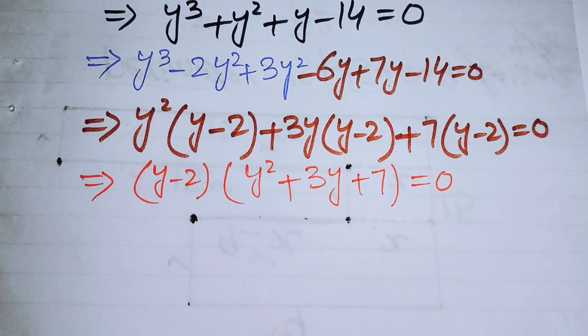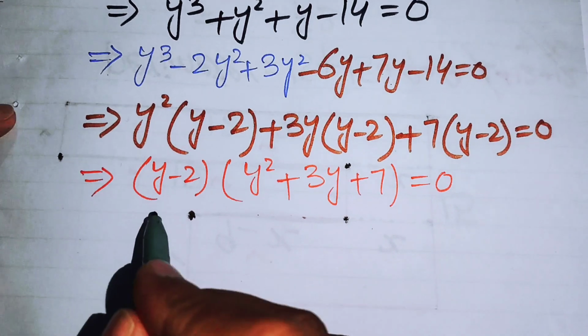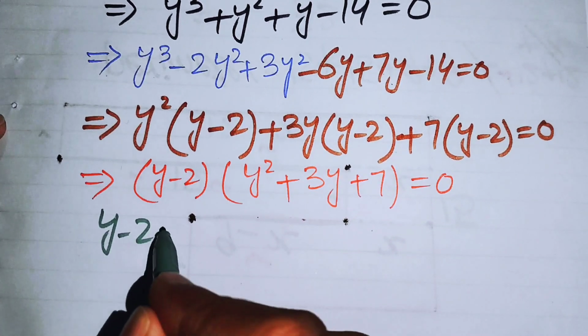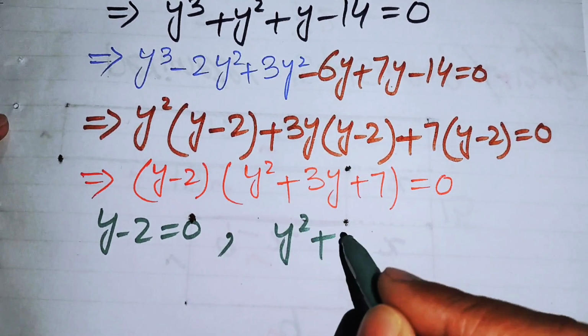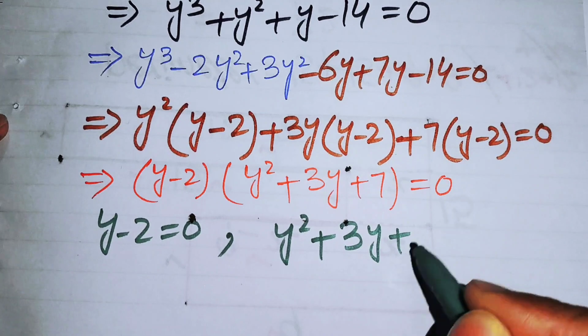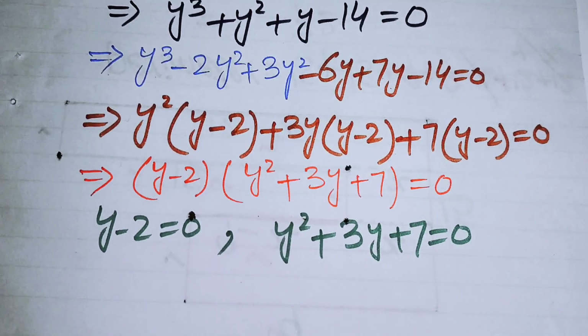So now we have two cases. Our first case is to solve y minus 2 equals 0, and the other case is we take y squared plus 3y plus 7 equals 0.